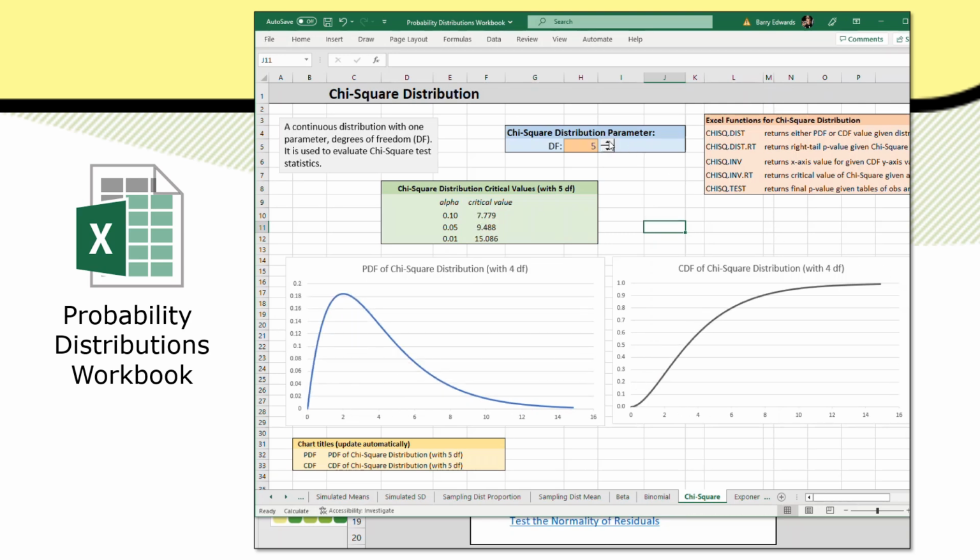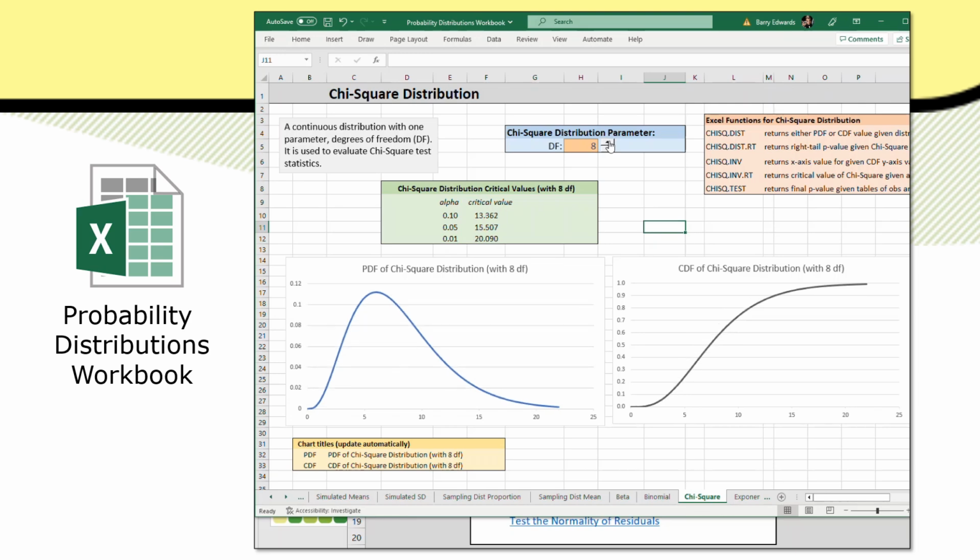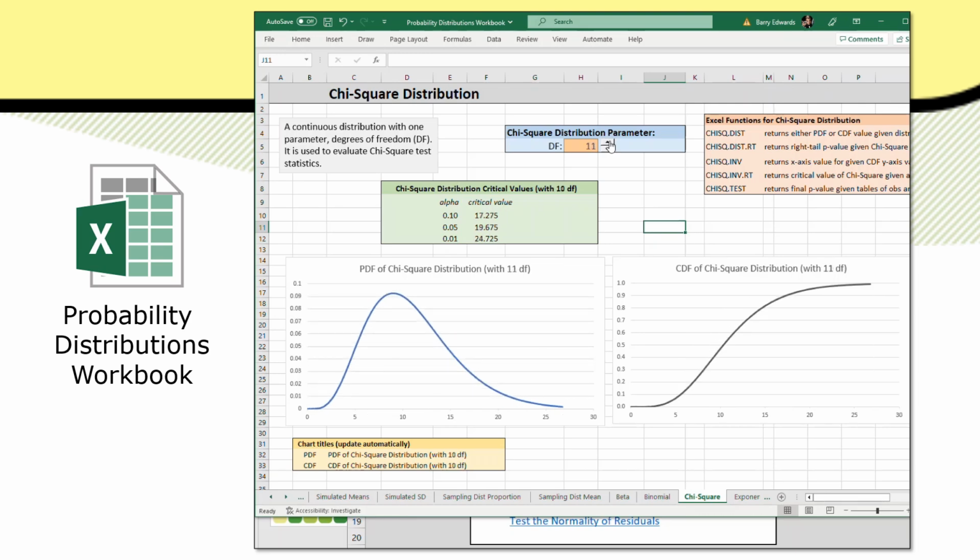But if you change the settings, you can get some different results. If you increase the degrees of freedom, well, now with these new settings, a test statistic of 15 isn't so great anymore. So that's just one of the pages that's included in the workbook.